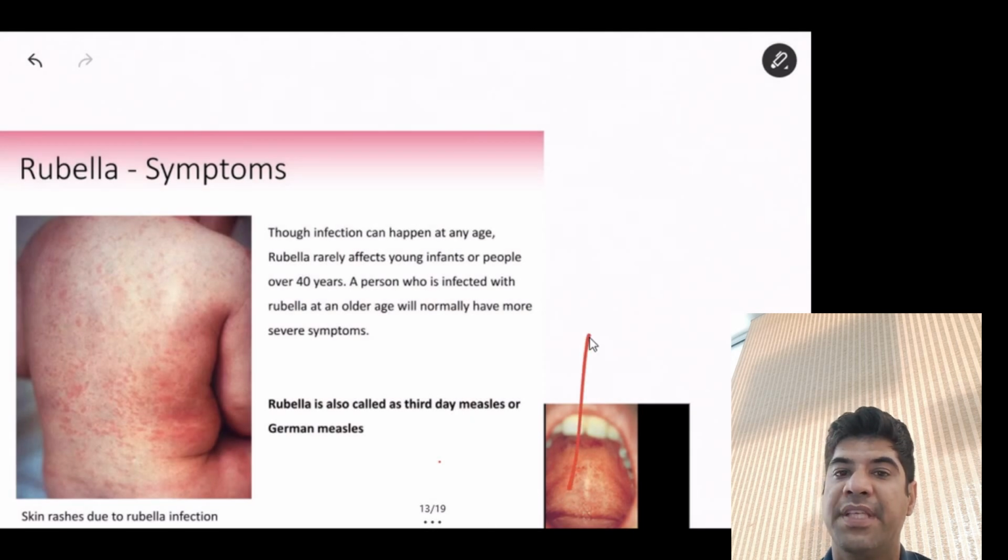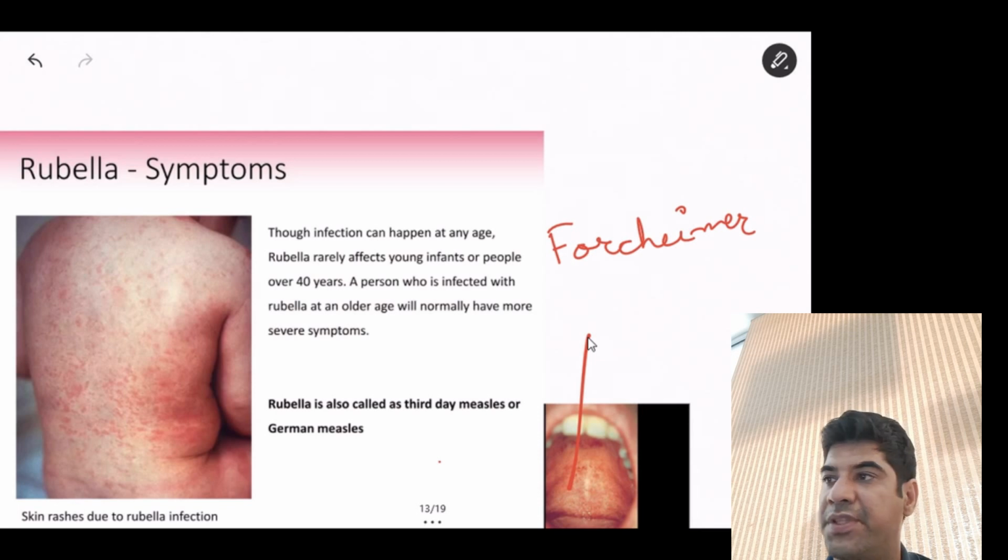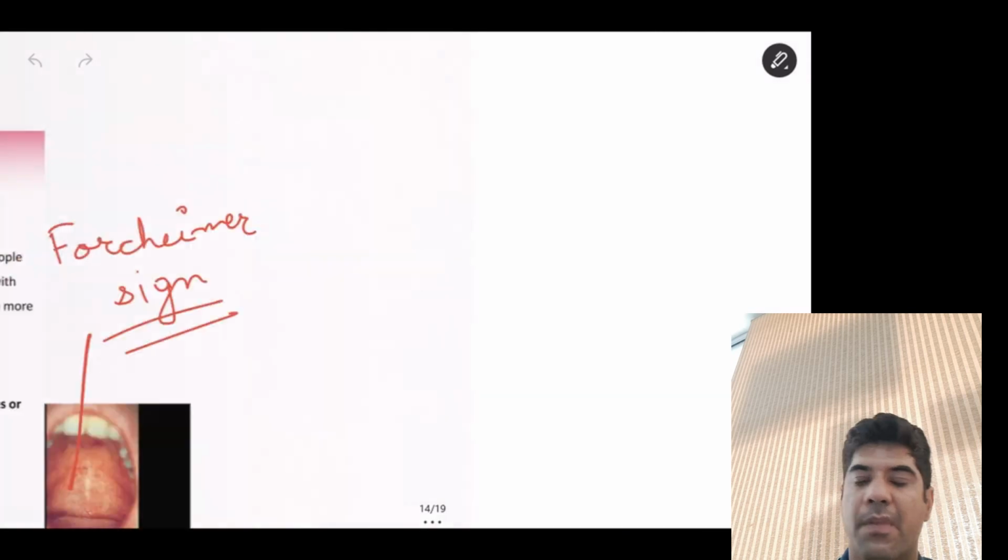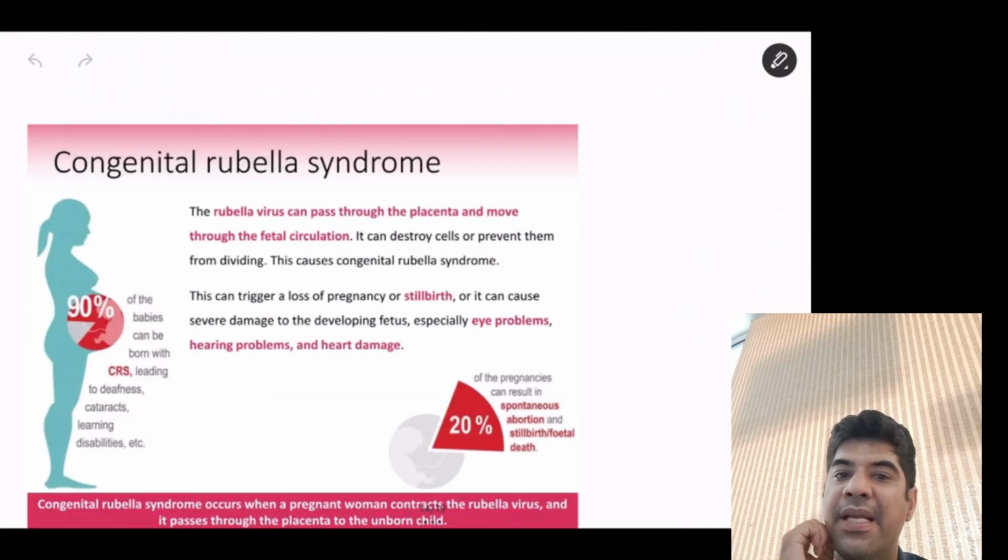Orally, you can see oral lesions known as Forchheimer spots or Forchheimer sign, seen on the soft palate in case of rubella. The complications include arthritis, encephalitis, and congenital rubella syndrome if pregnant women are infected.